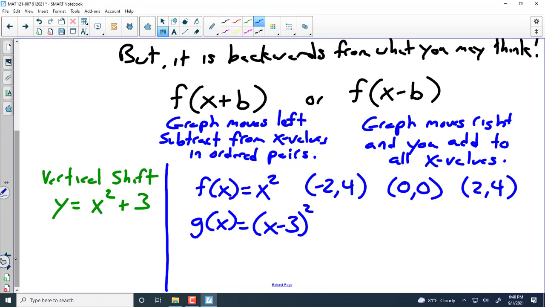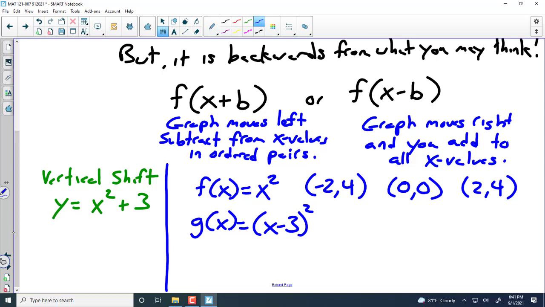Does everyone see the difference in the horizontal shift, how it's right in there next to the x? It's happening before you square it. With the vertical shift, first you'd square the number, then you'd add 3. With the horizontal shift, first you adjust the number, in this case by subtracting 3, then you square it. It does look different. This is backwards from what you would think it would be.